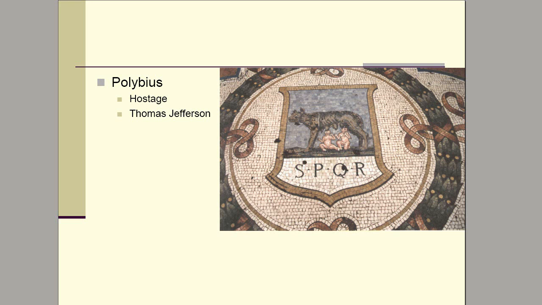So Polybius is a knowledgeable observer about events in Rome. And as I say, he's not himself a Roman. He is a Greek citizen, but much of Greece is now subject to Roman control.